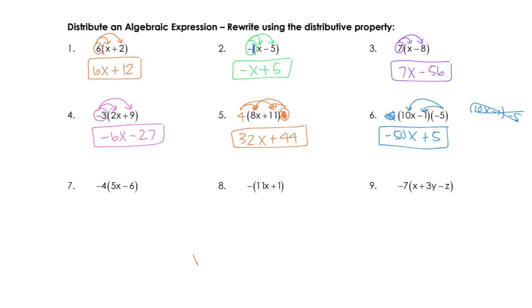3 more here. So on 7, we would have -4 times 5x would give us -20x. And then -4 times -6, two negatives make a positive. 4 times 6 is 24.